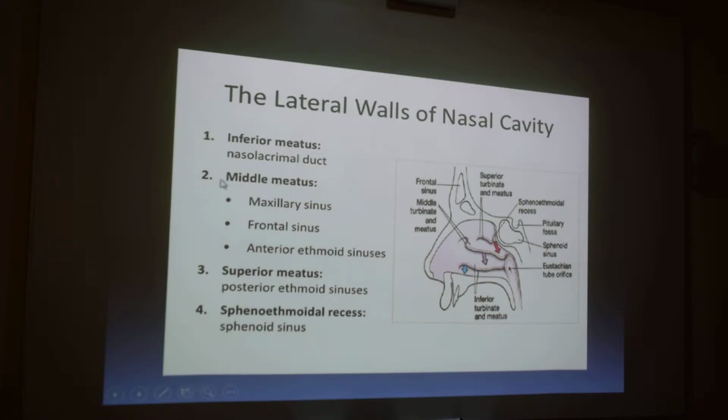Okay, full stop. The middle meatus has maxillary, frontal and anterior ethmoid cells. The superior meatus has only the posterior ethmoid sinuses. The sphenoethmoid recess has the sphenoid sinuses. So this is all you need to remember. Clear on this? Anyone has any questions now?